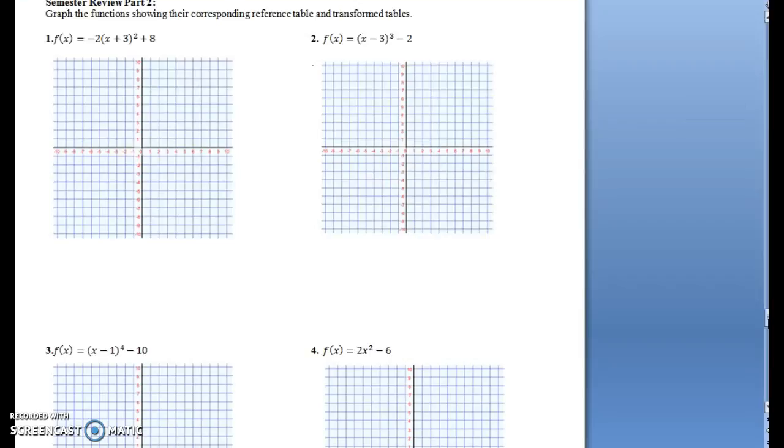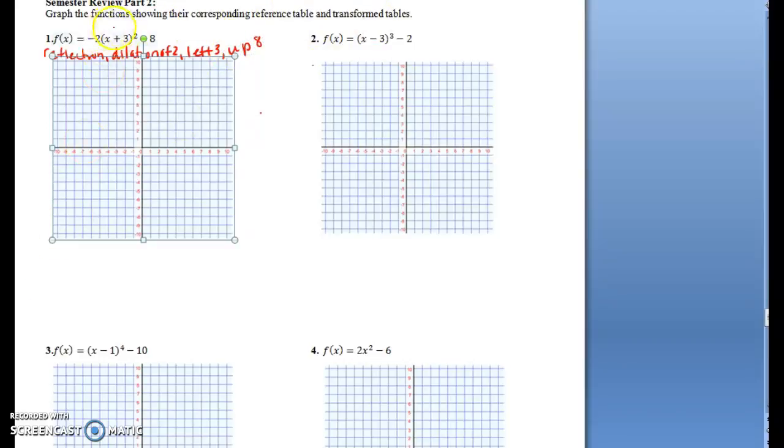It says show your reference table and the transform table. So again, I just like to write what's happening. There's a reflection, the negative sign, there's a dilation of 2. It's moving to the left 3, and if I move my cursor a little bit, I think it's moving up 8.